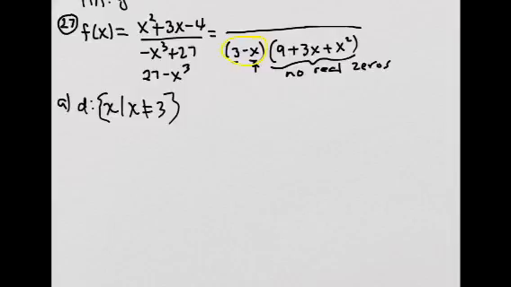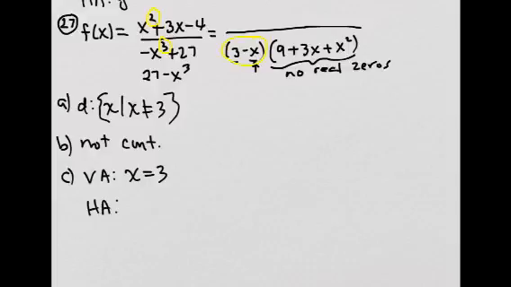For part B, it says determine whether it's continuous. This is not continuous. How do I know that this function is not continuous? Because there's going to be a vertical asymptote at x equals 3. There's going to be a break in the graph. And for C, like I just said, the vertical asymptote is going to be at x equals 3. As for the horizontal, I'm going to compare this degree with this degree. Notice how the degree is smaller in the numerator than in the denominator. So that means that we have a horizontal asymptote of y equals 0.